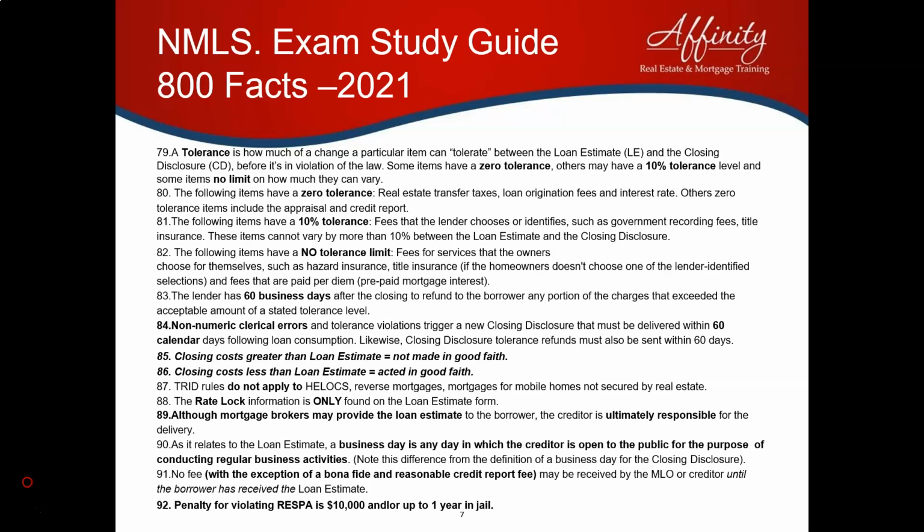The following items have 10% tolerance: fees that the lender chooses or identifies, such as government recording fees, title insurance. These fees cannot vary by more than 10% between the loan estimate and the closing disclosure.